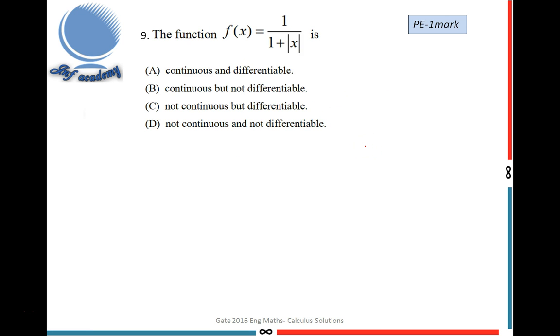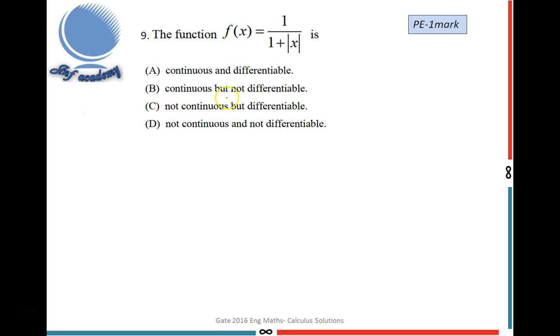The function f of x equal to 1 by 1 plus modulus x is. We have to check whether this function is continuous or not and differentiable or not. This question is from the PE department. It has 1 mark. Here we know this is a known result: the modulus x function is always continuous at x equal to 0 but not differentiable at x equal to 0. That means the modulus x function is continuous but not differentiable.